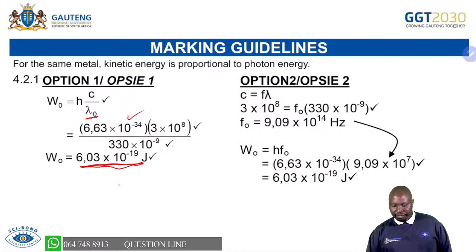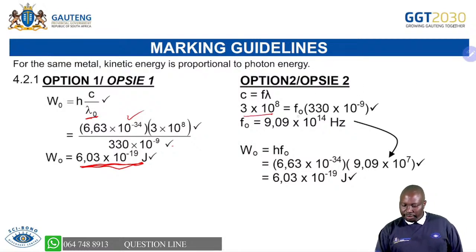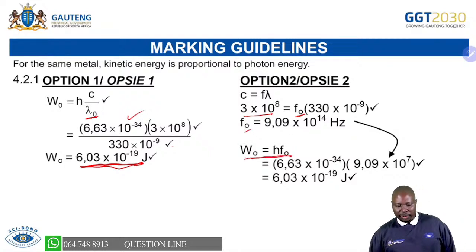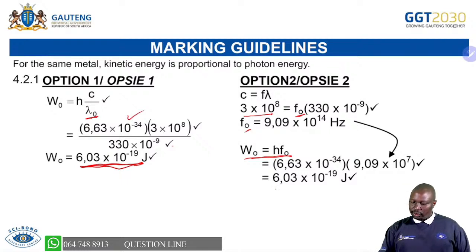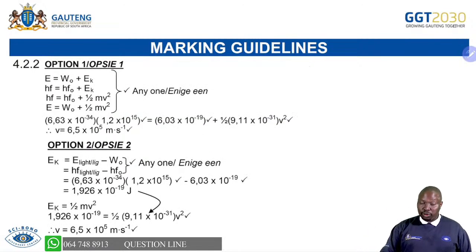For the last part of the equation, you know that C equals f lambda. Then you are able to say 3 times 10 to the power of 8 divided by the wavelength. Then you are able to calculate the threshold frequency. That's option number 2. So you are able to use that option to say, okay, I can use the wavelength in order for me to calculate the threshold frequency. And then when you get the threshold frequency, you can use it to calculate the work function, and still you are able to get your answer there. So there are 2 ways that you can answer that question.